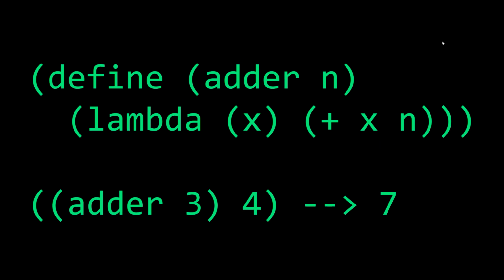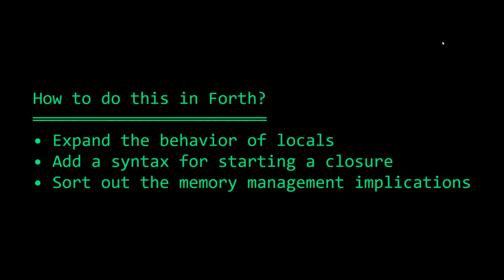So in Lisp, something like this lets you create an adder where you pass in a value n, and then you create as the return value of that operation the function which then adds n to a number. And so what would this look like in Forth? Well, the idea that I had, at least for this exercise, was to expand the behavior of locals and then to add a syntax for starting a closure. But this has a bunch of different memory management implications that we'll look at briefly.